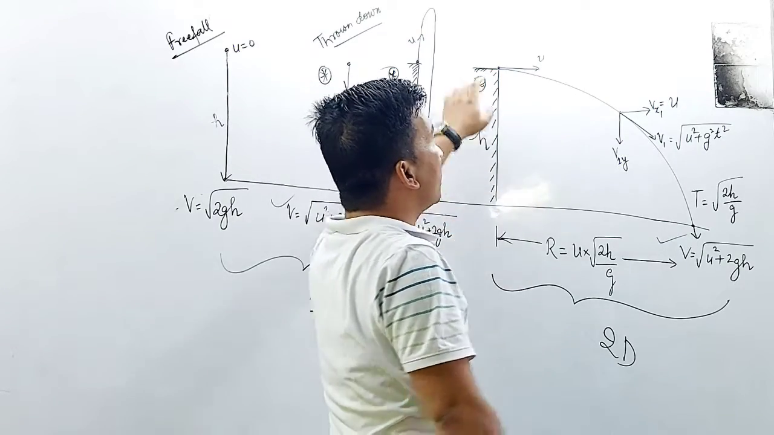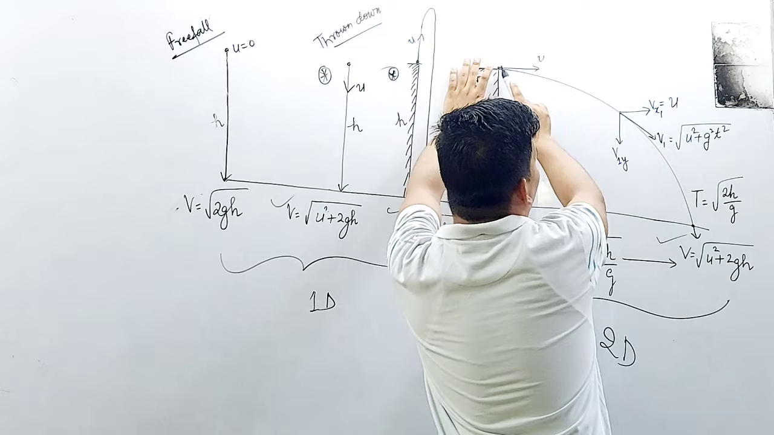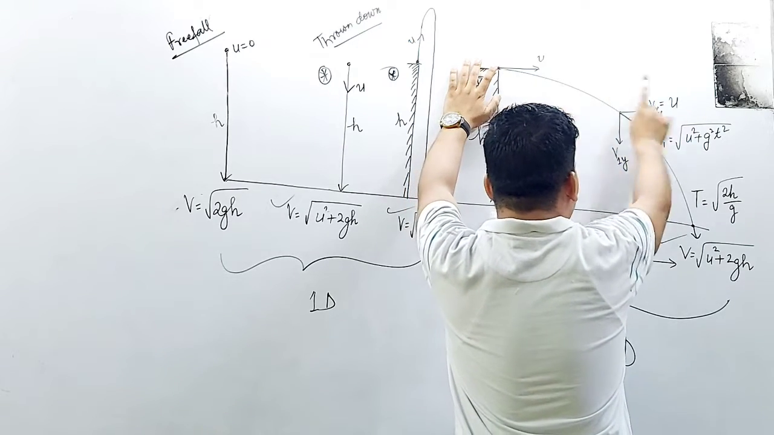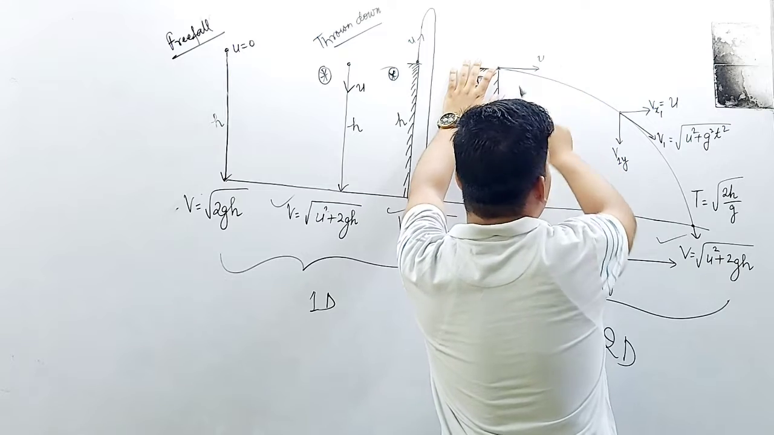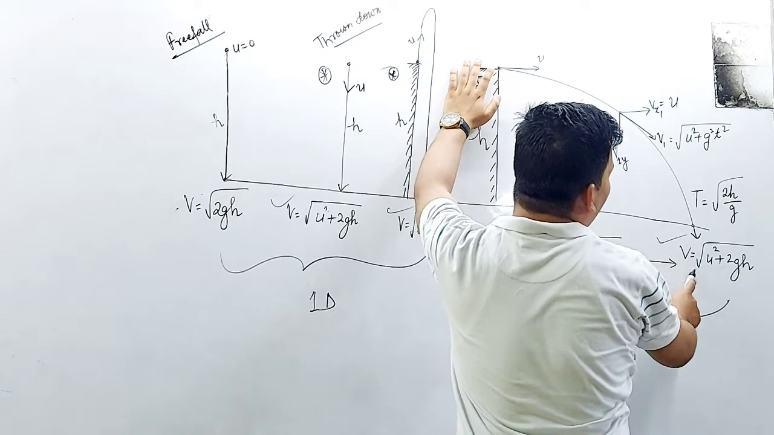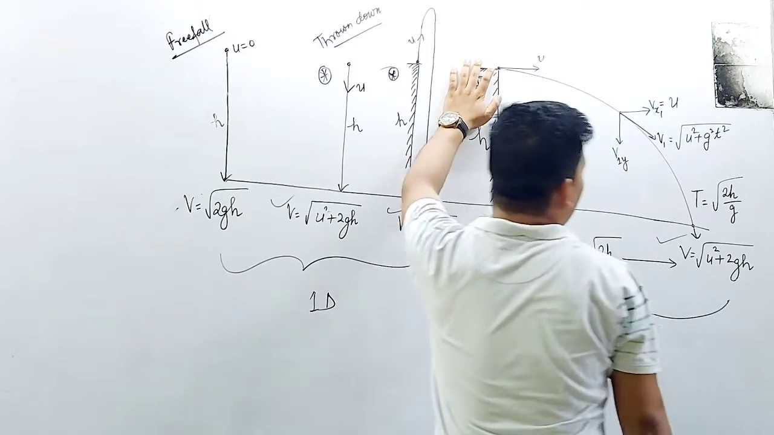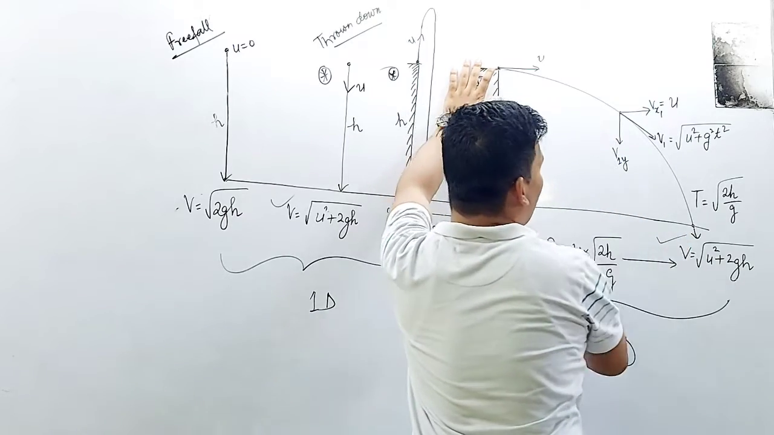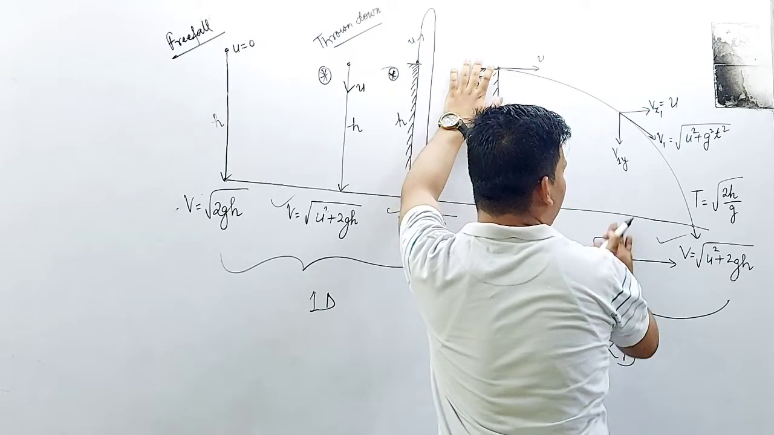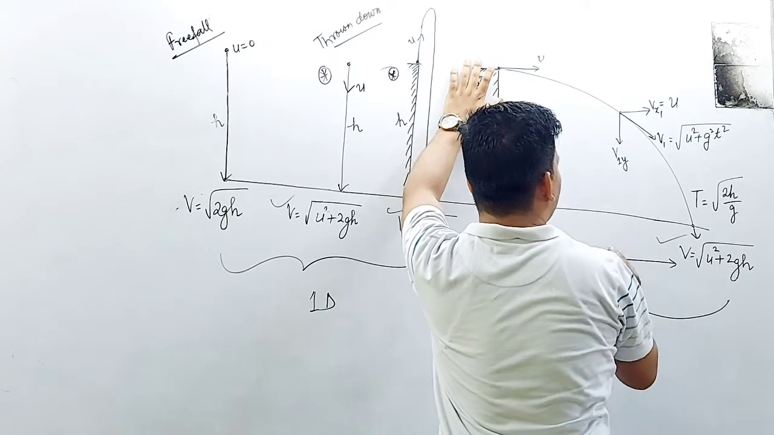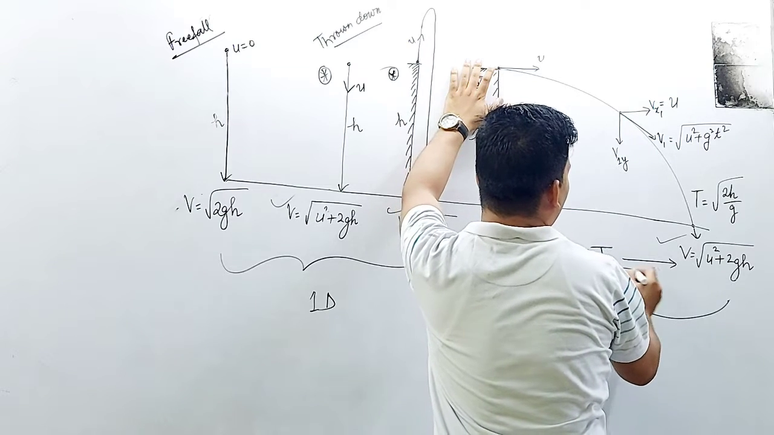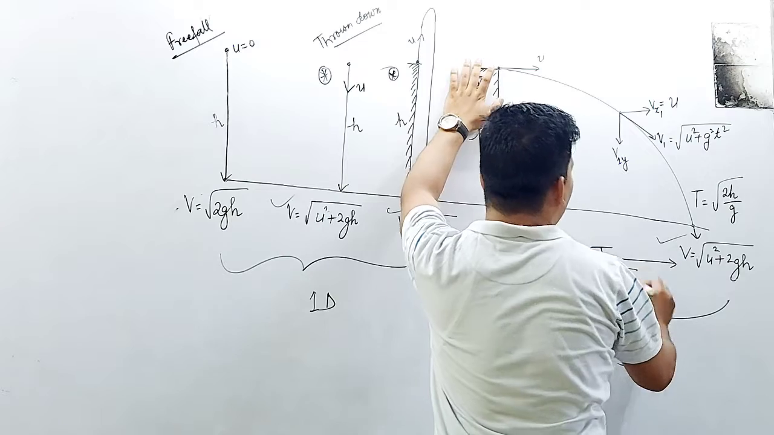In horizontal projectile, if any object is thrown horizontally with velocity u from a certain height h, then it will fall back to the surface of the earth with this much velocity. And what is the horizontal range? The horizontal range will be u into t, where t is the total time, root over 2h divided by g.